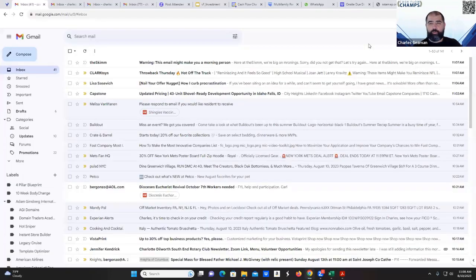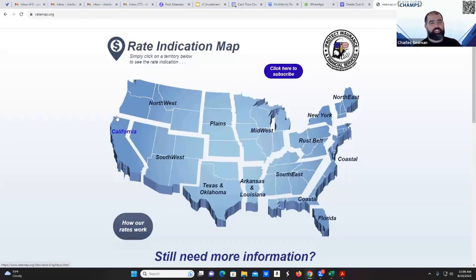As a starting point, one thing I do is I use this site here, ratemap.org, and this is actually run by an insurance broker that we've done some business with.